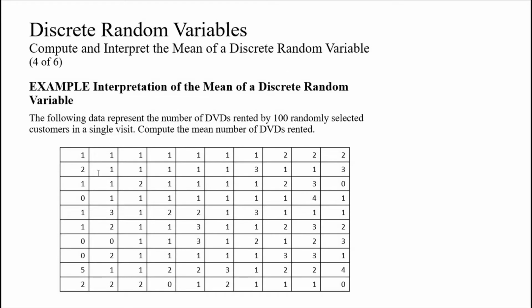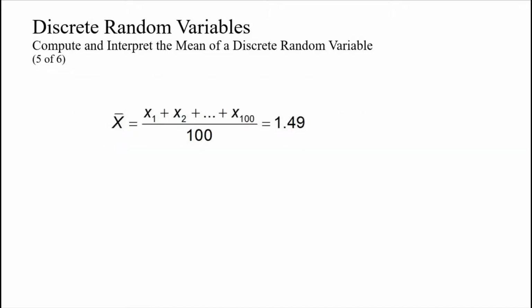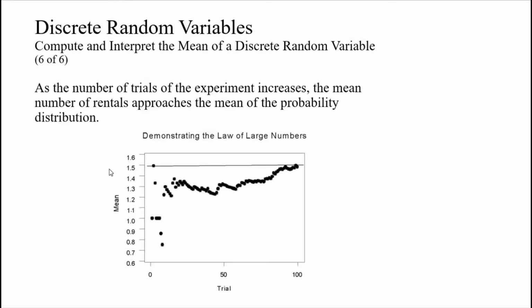The following data represents the number of DVDs rented by 100 randomly selected customers in a single visit. We want to compute the mean number of DVDs rented. If we do that, we're going to add up all of the x's and divide by 100, and we will get 1.49. As the number of trials of the experiment increases, the mean number of rentals approaches the mean of the probability distribution that we computed previously.